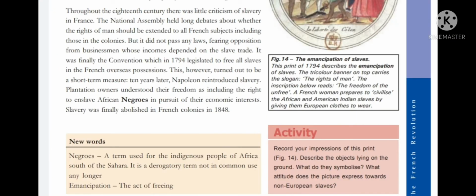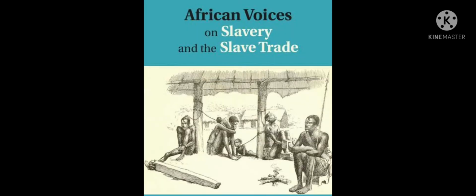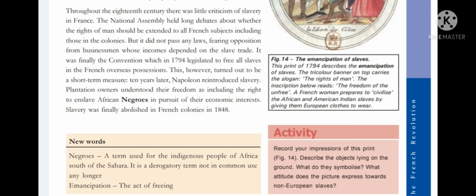That means the French merchants bought slaves from Africa, and then they were taken to the Caribbean islands, where they were sold to the plantation owners. Throughout the 18th century, there was little talk about slavery in France. Though the National Assembly held long debates about slavery, they did not pass any laws because they feared the opposition from businessmen. They did not want to anger the businessmen whose incomes depended on the slave trade.